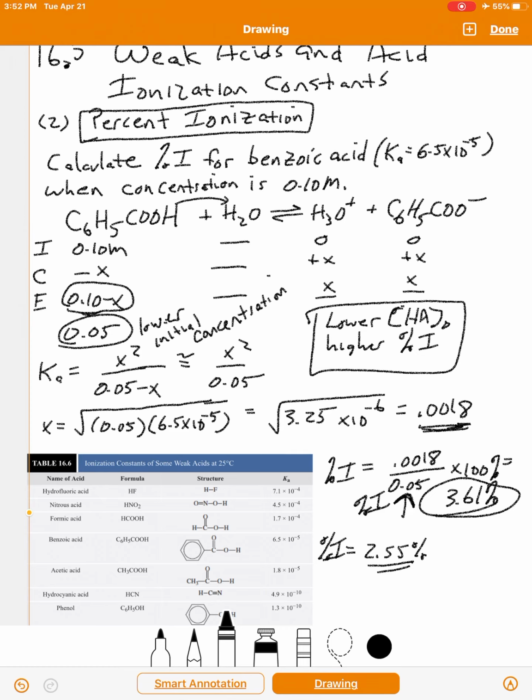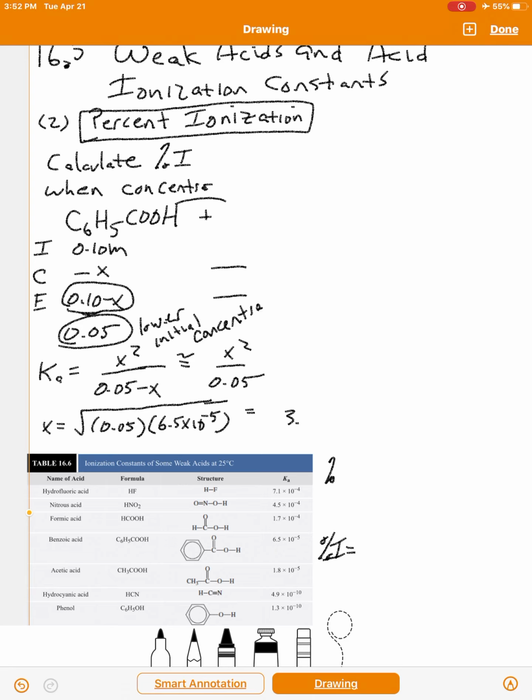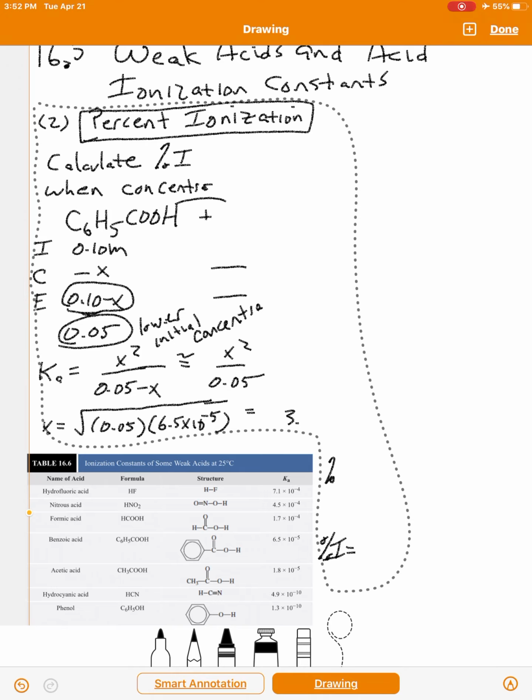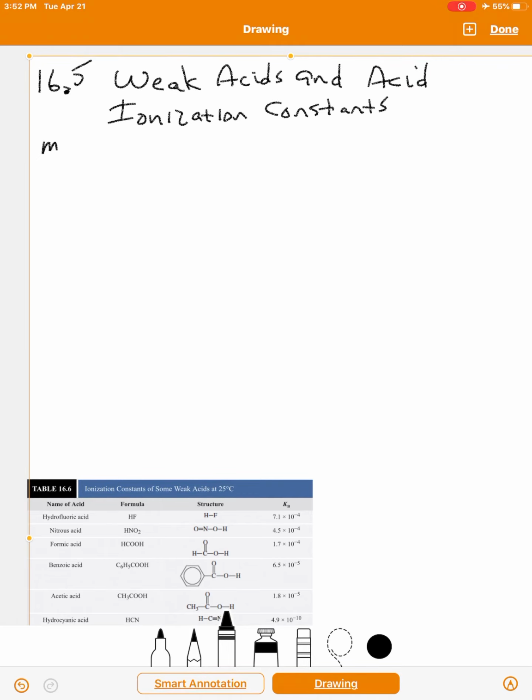Okay. The last type of problem we're going to look at here is how do we figure out the value of Ka from a measurement of pH. So let me show you what I mean by that. In this type of problem, this is the third type of problem, we're going to measure pH, and from that, we're going to calculate Ka. Okay, let me show you how that works.